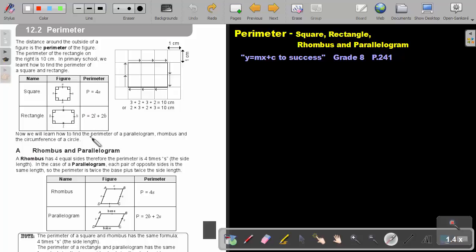Now we will learn how to find the perimeter of a parallelogram, rhombus, and the circumference of a circle. Now, a rhombus and a parallelogram. A rhombus has 4 equal sides. Therefore, the perimeter is 4 times s, the side length. In the case of the parallelogram, each pair of opposite sides is the same. So the perimeter is twice the base plus twice the side length.